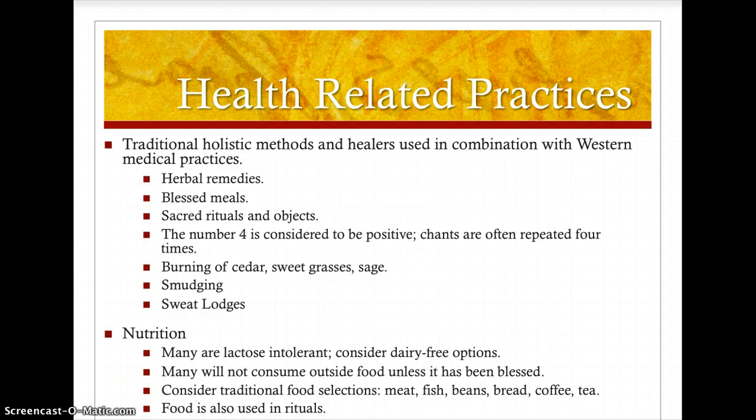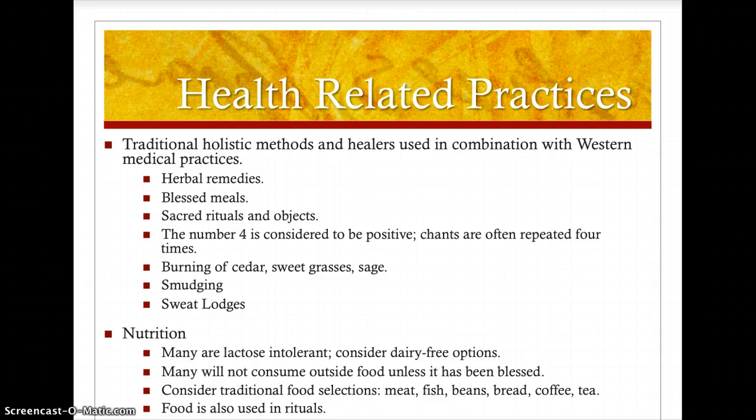Health-related practices. Traditional Native Americans believe in holistic healing practices in combination with westernized medicine. It is not uncommon for a healer to be requested by the patient to perform healing rituals at the hospital. These rituals may include chants, drumming, blessing of meals, placement of sacred objects within the room, and the burning of incense over a patient. Be sensitive to the needs of the patient and the healer, and refrain from touching, casually admiring, or mocking objects placed in the patient's room.